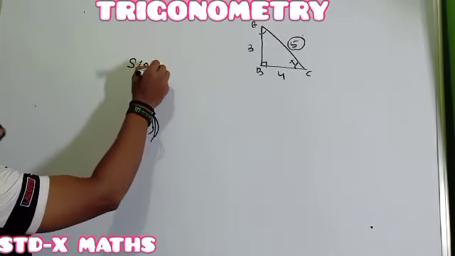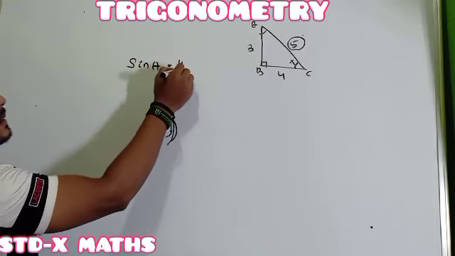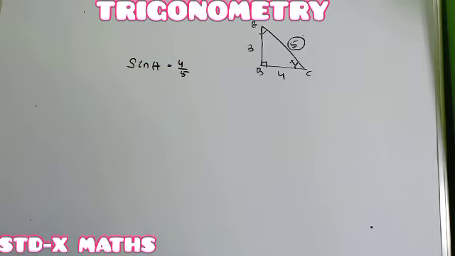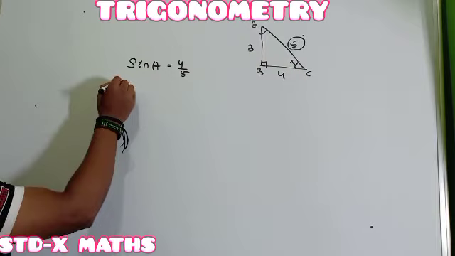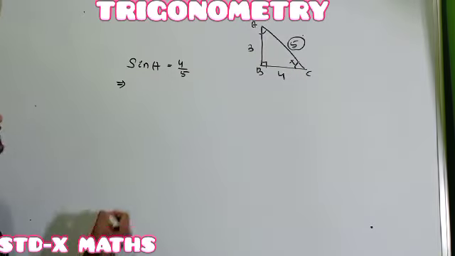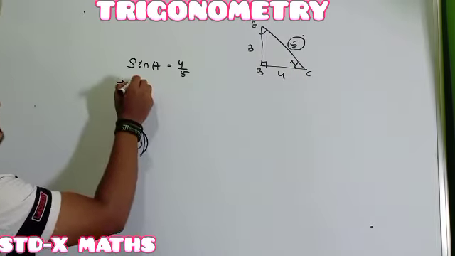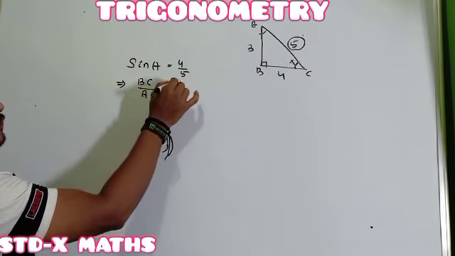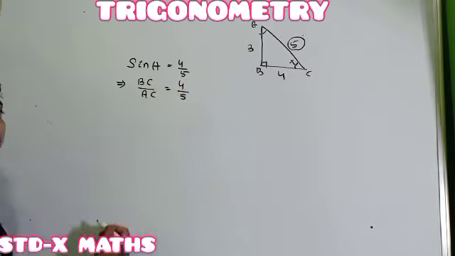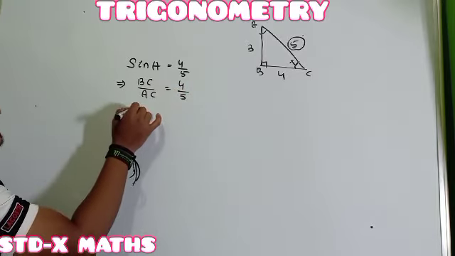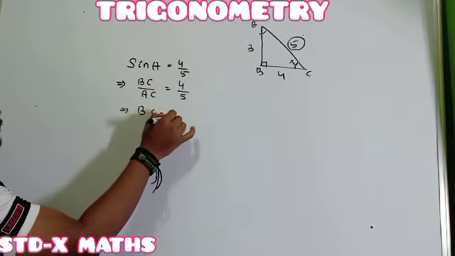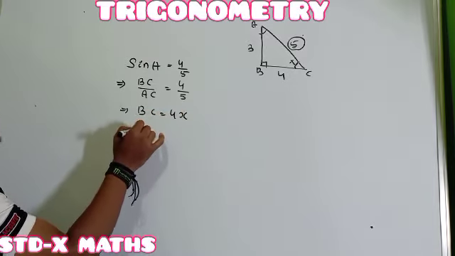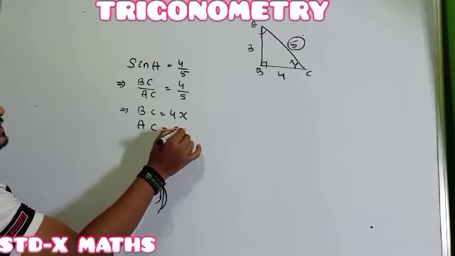Another one is whenever one of the trigonometric ratios is given. Suppose it is given that sin A is 4 divided by 5. Actually we know sin A means P by H, and here P is BC and H is AC, so BC divided by AC is 4 divided by 5, which means BC is 4x and AC is 5x.